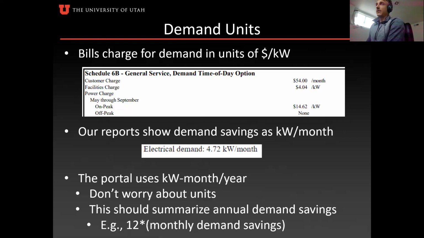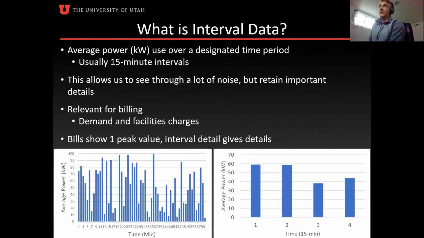All right, so now I'll get into the actual interval data. So what is interval data? It's the average power draw over a designated time period. Usually that's 15 minutes. Could be an hour, could be 30 minutes, but it's selected based on what's most useful for the facility. 15 minutes is selected because that is what shows up for the billing: the maximum 15-minute power draw. So if you had hourly intervals or 5-minute intervals, it wouldn't be very useful if you're trying to minimize your bill.